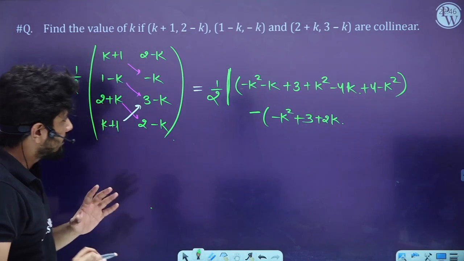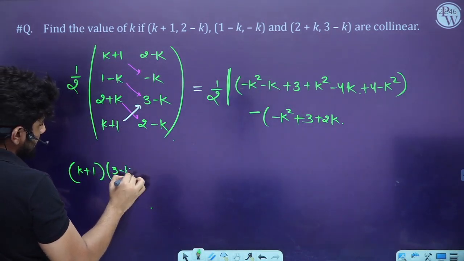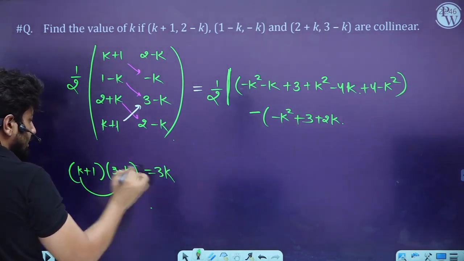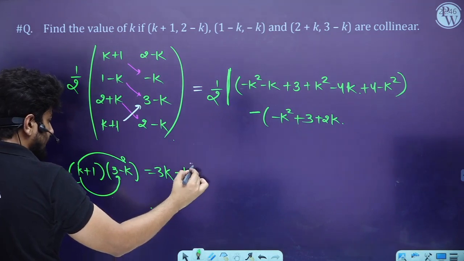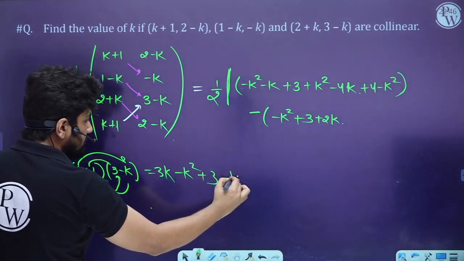Okay, you can take your time to do the product. Suppose if you want to do the product k plus 1 into 3 minus k. Okay, how will you do that? K into 3, which is 3k, k into minus k, which is minus k square, 1 into 3, that is plus 3, 1 into minus k, that is minus k.